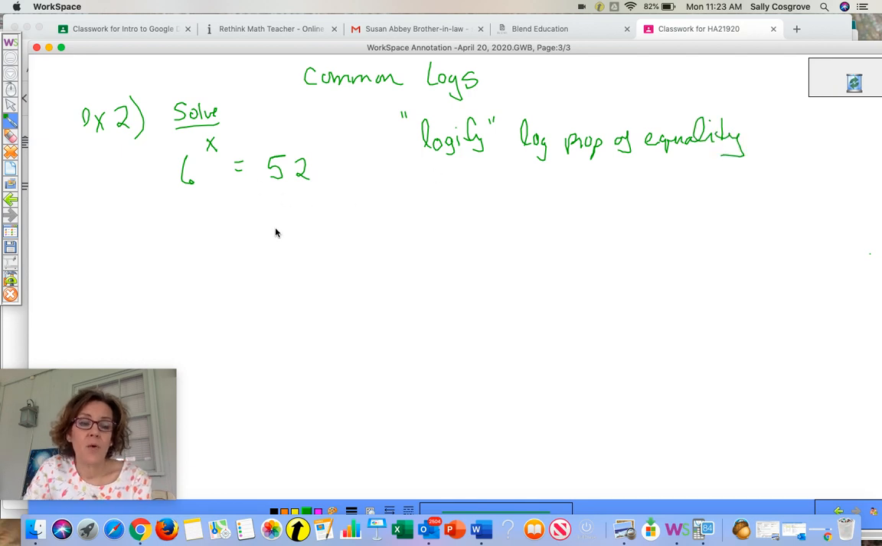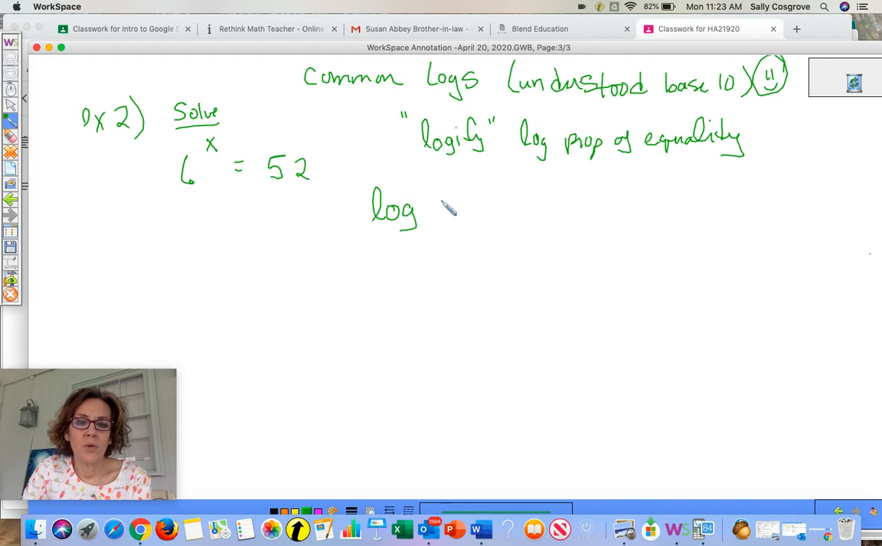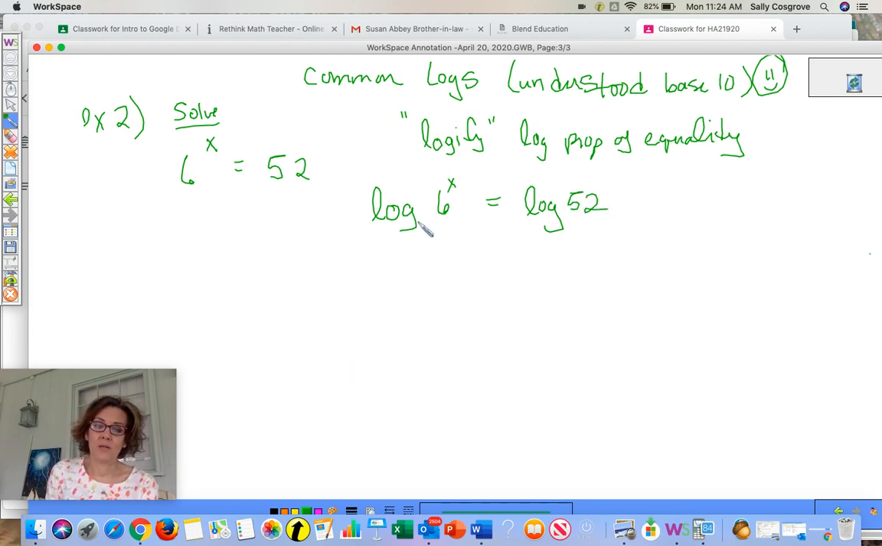And so what will we have? So now we will have log, and again, this is understood base 10, so we don't have to worry about some base. So log of 6 to the x equals log of 52. Understood base 10.